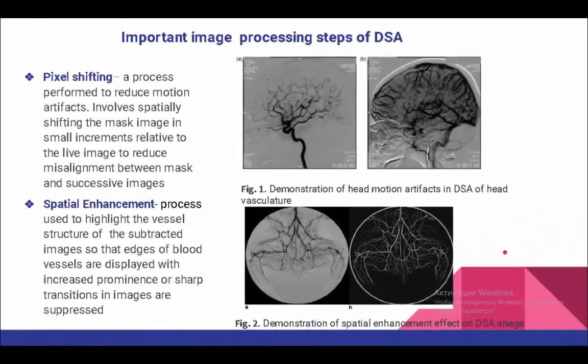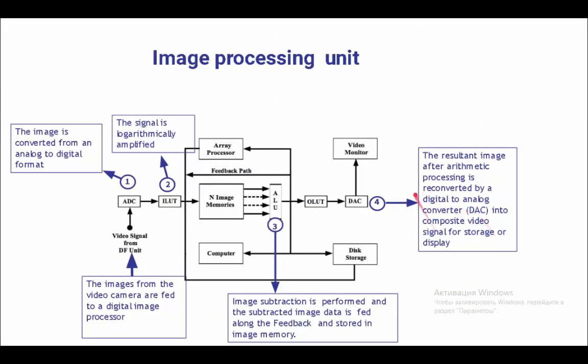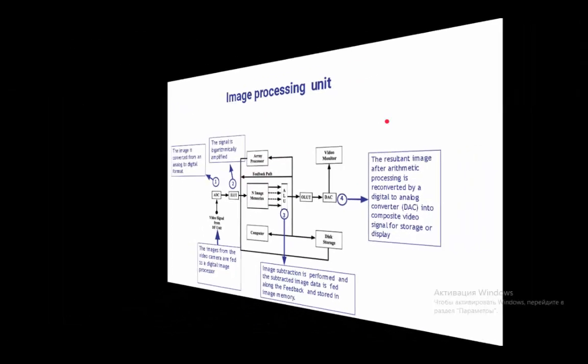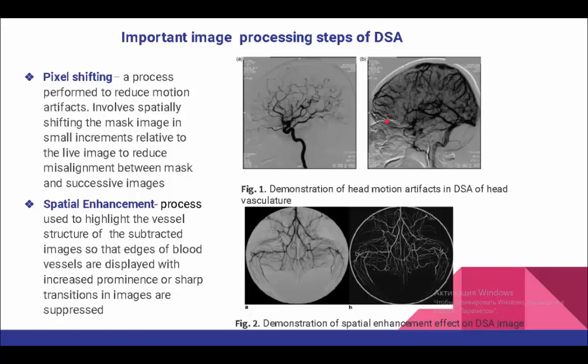So there are some important image processing steps which are performed in the image processing unit, and actually they are done with the help of an array processor. And I would like to talk to you in more detail about those steps. First is the pixel shifting. When we are performing DSA, we assume that the body does not move at all when we are taking the mask image and the successive images, because we want them to coincide in order for the subtraction to be quite precise.